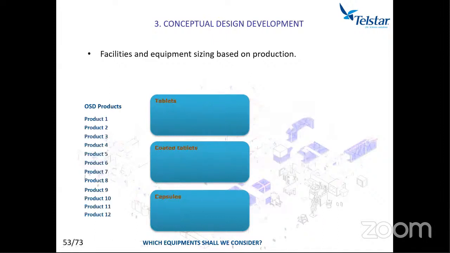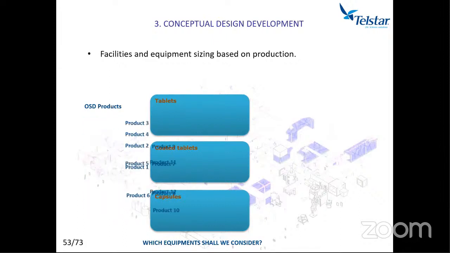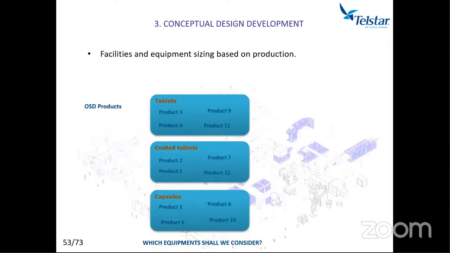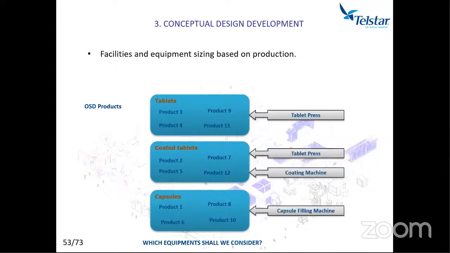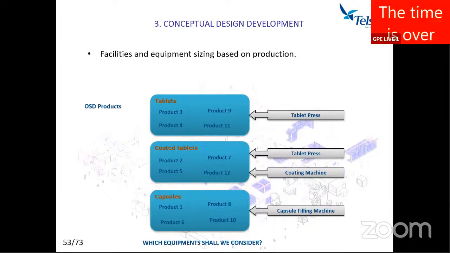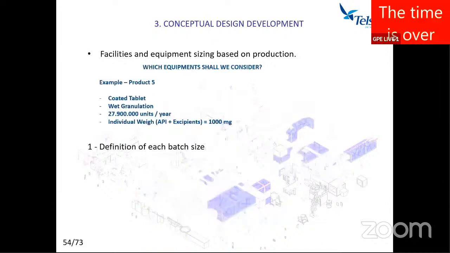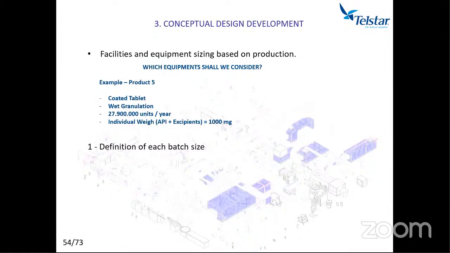We were also seeing about tablets, which ones were tablets, which ones were coated, which ones were capsules. And also we were classifying products according to that. And also what equipment was needed to do that: tablet press, coating machines, capsule filling machines. Once we had that, let's see one of the examples, product 5, it's a coated tablet for wet granulation, as we have seen in the different steps.